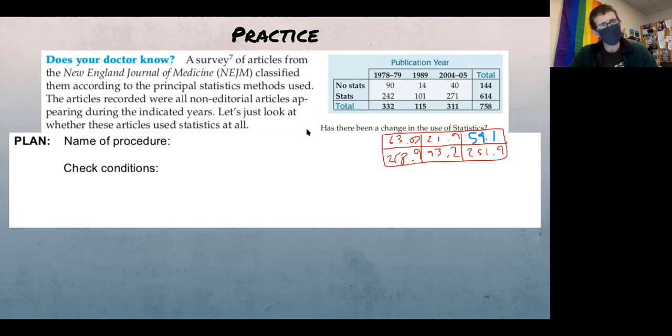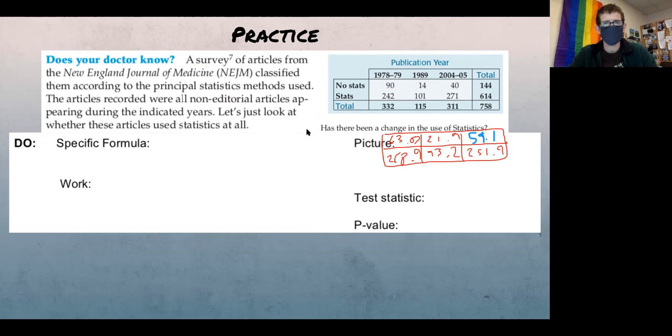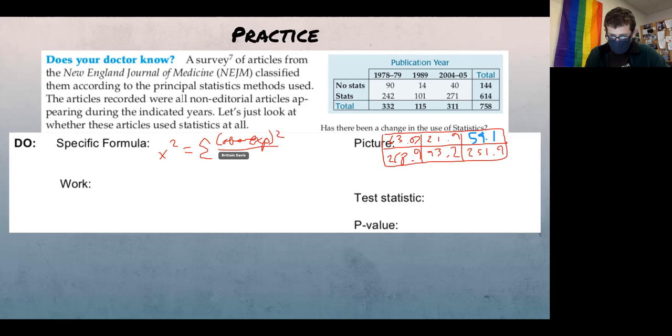So conditions were a little bit weird on this one, but now we can go through and we can do the work. Now, let's talk about how we fill this in. We did this the other day, yesterday, in fact, but it changes a little bit. Our specific formula stays the same. It's the chi-square test, and that's always found. So that's the sum of your observed minus the expected squared all over the expected.